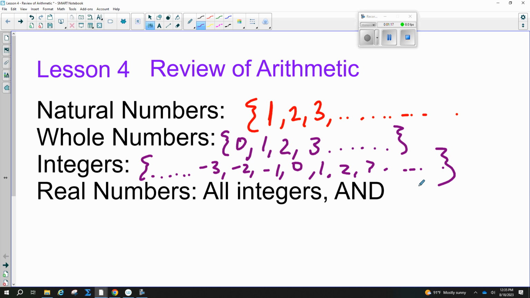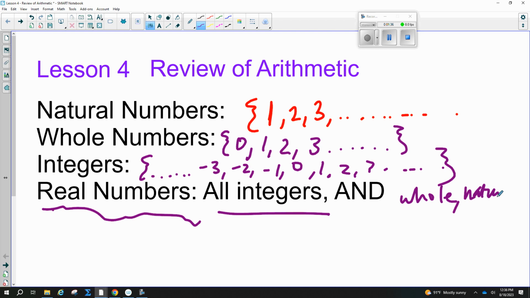Okay. So we have the natural or the counting numbers, then we have the whole numbers that include 0, and then the integers, which are all the positives and negatives, and then we have the real numbers. Real numbers, you guys, include all of these. They are the integers, the whole numbers, the natural numbers, including all the decimals and the fractions. So all of those are a subset of real numbers.